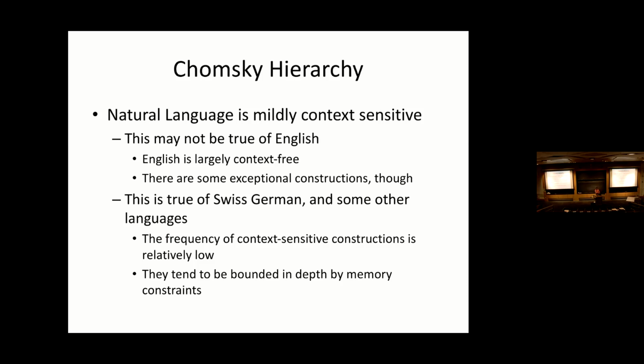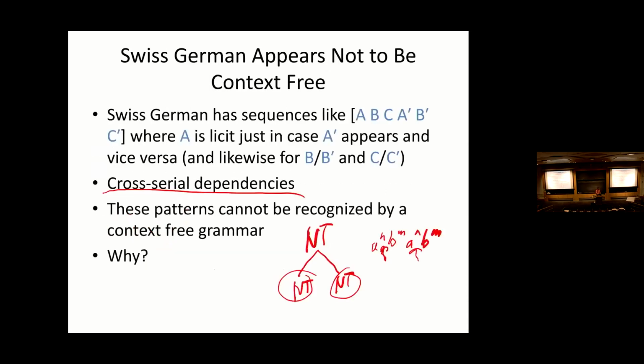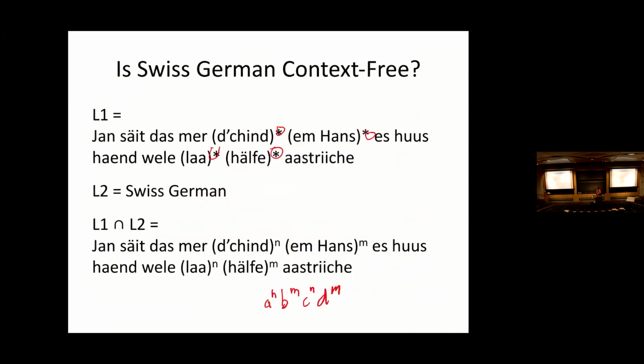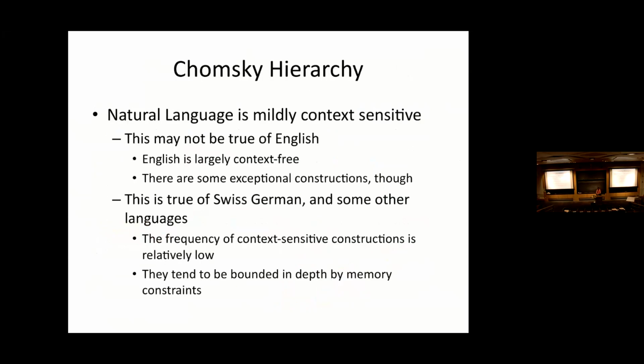But even in these languages, the frequency of context-sensitive constructions is relatively low, and they tend to be bounded in depth by memory constraints. So if we go back to the Swiss German example, my wife can get up to here in terms of depth. She can get up to three cross-serial dependencies. But beyond that, she can't do it. So they tend to be bounded in depth by memory constraints in practice.